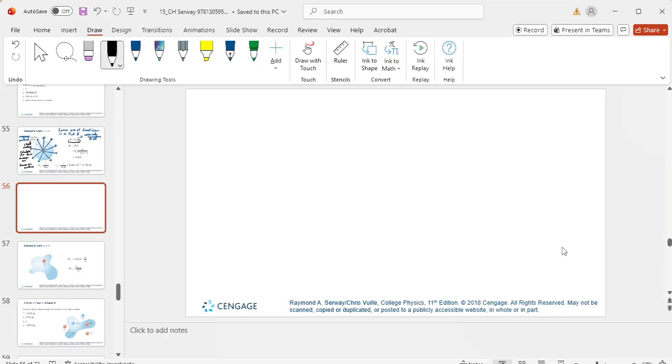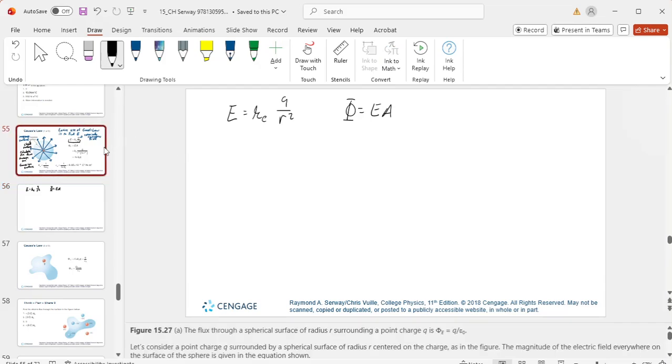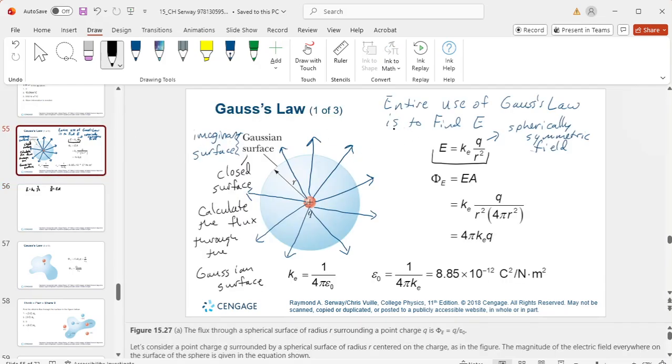Okay. So I have my field given by k_e q over r squared, and the flux is given by E times A. Now, you might be asking, if the entire point of Gauss's law is to find E, and I already know E, what am I doing? So here's the point.